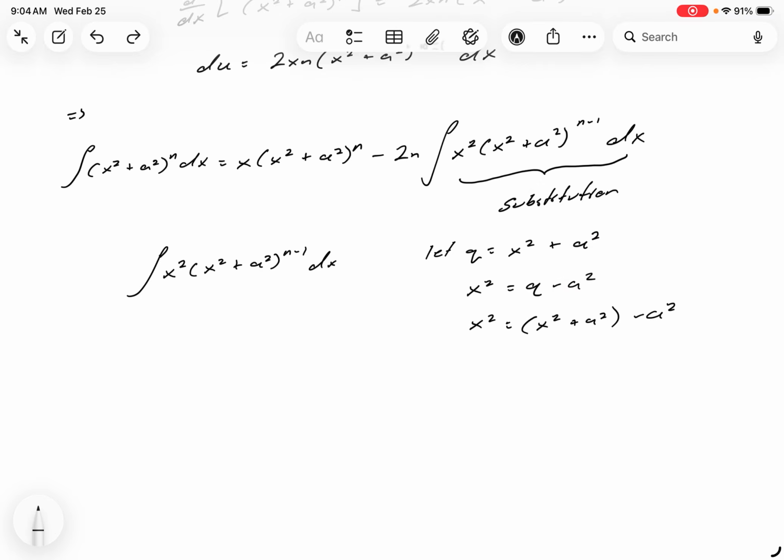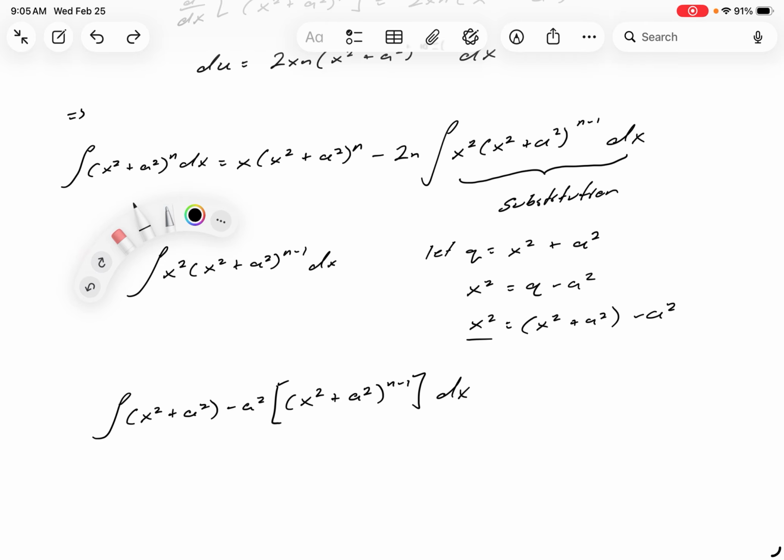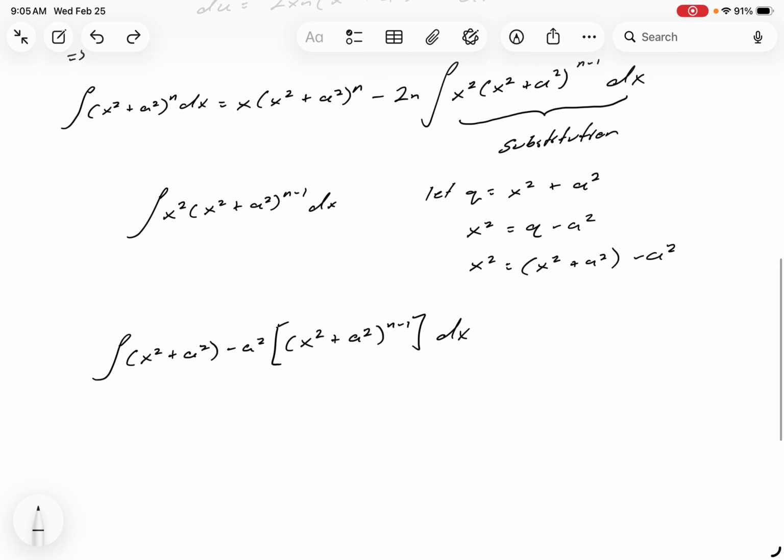So again, we're writing the whole thing again. That's going to be equal to the integral of x squared plus a squared. Because remember, x squared is equal to that. So go ahead and substitute your x squared minus a squared. And we're going to multiply that by this. So we're just substituting the x squared, which is that, into our integral. That's all we're doing in case you guys are lost.